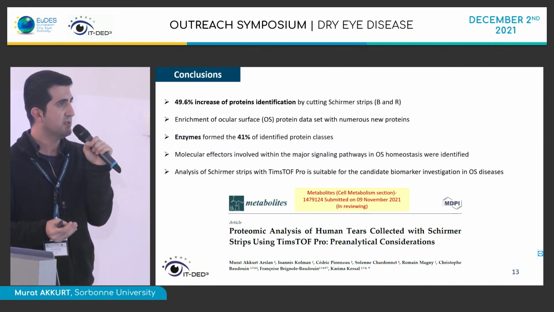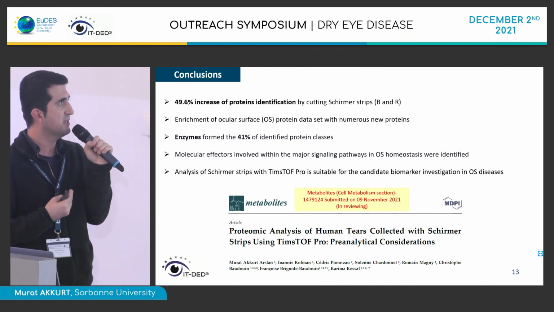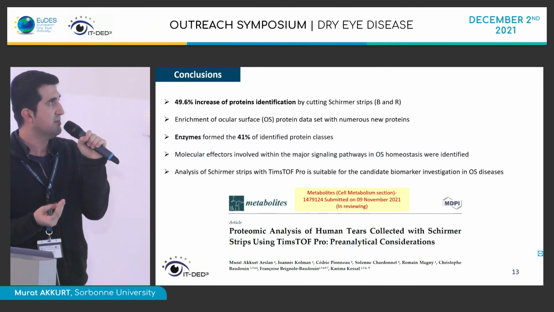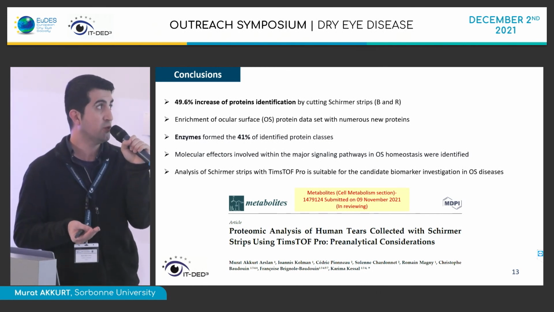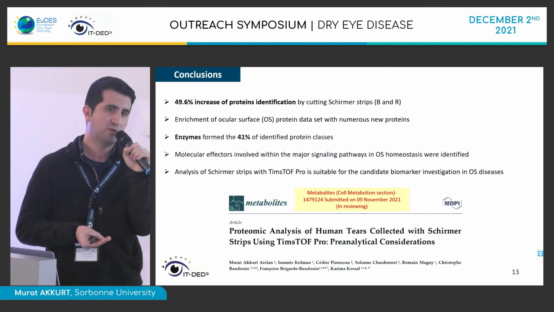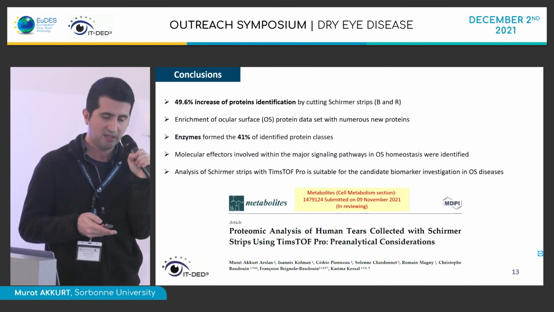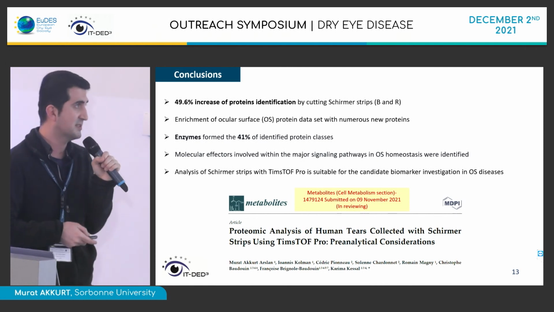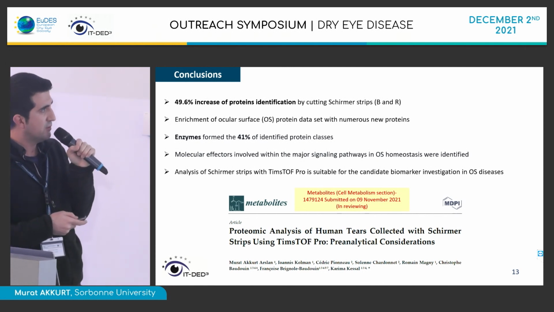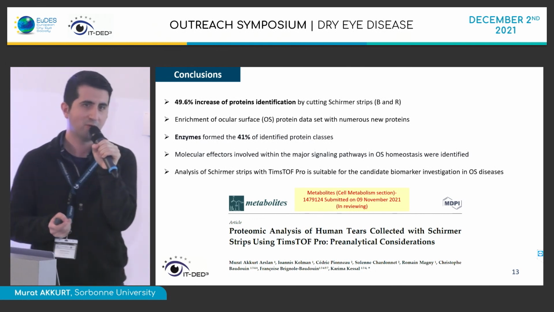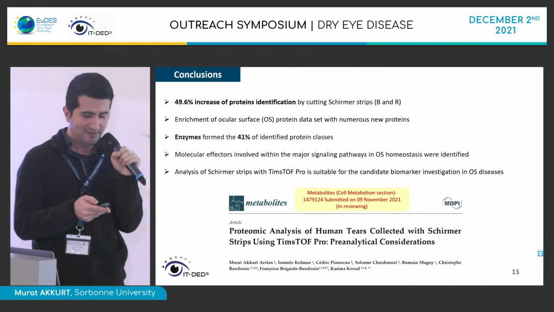This work is important because we show that this methodology, using Schirmer strips and timsTOF Pro mass spectrometry, can be a suitable methodology for further candidate biomarker investigation in ocular surface diseases. And this study led to this paper, which is now under review, and we are looking for its acceptance.